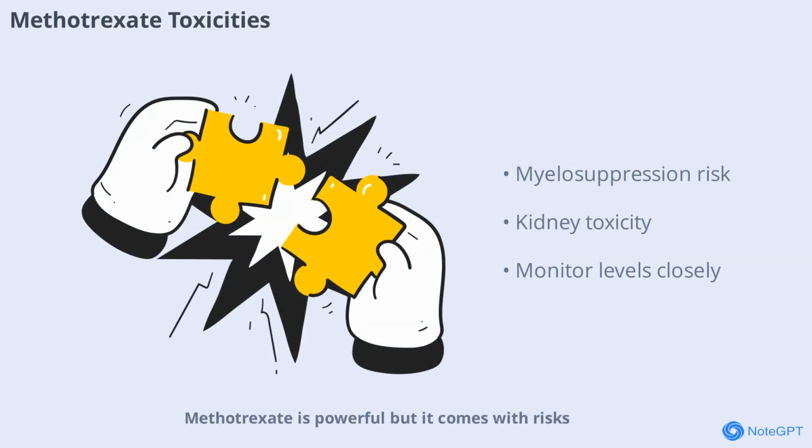Methotrexate is powerful, but it comes with risks. Key toxicities include myelosuppression, mucositis, hepatotoxicity, and nephrotoxicity, especially with high-dose regimens. That's why aggressive hydration, urinary alkalinization, and careful Leucovorin timing are critical. Before each Leucovorin dose, doctors always check methotrexate levels and kidney function to ensure safety. Managing these risks is a vital part of methotrexate therapy.